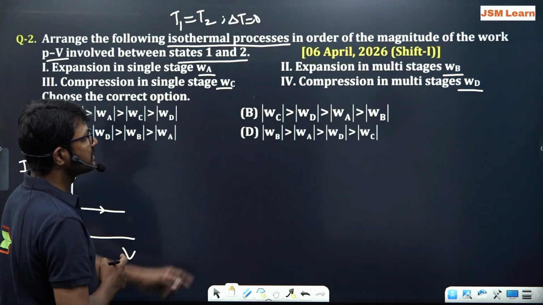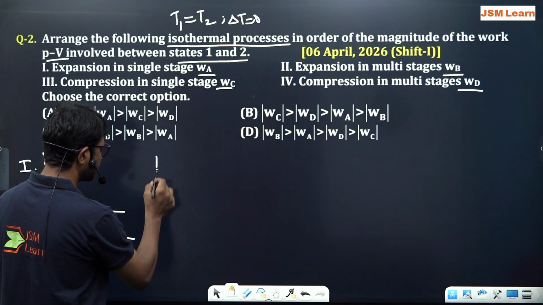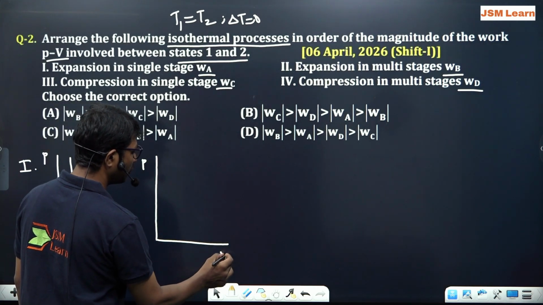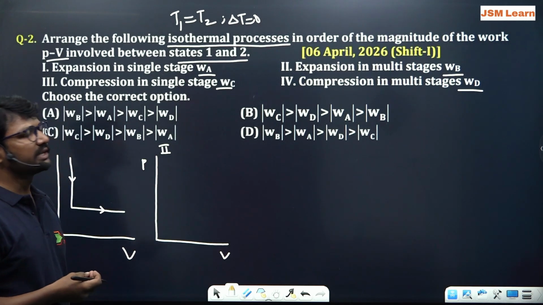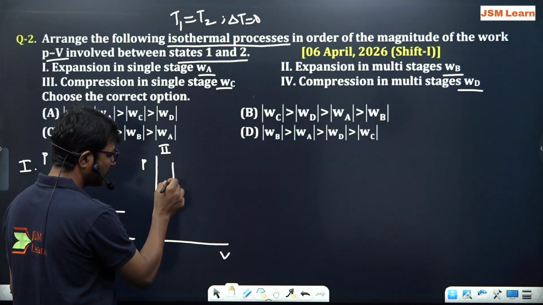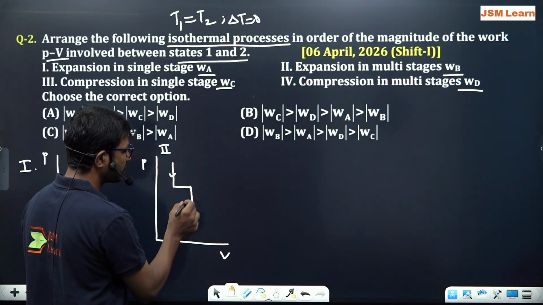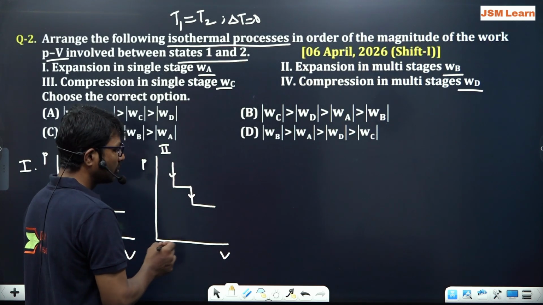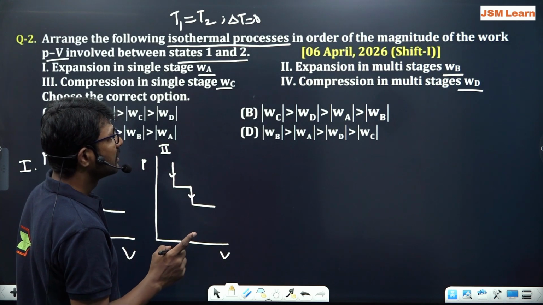Now the second graph you can see here, expansion in multi-stages. For the second one, it is expansion in multi-stage, meaning here I am considering at least 2 steps. First step, pressure has decreased, as a result volume has increased. Again second step, pressure has decreased, as a result volume has increased. So multi-stages we are considering as 2 steps.